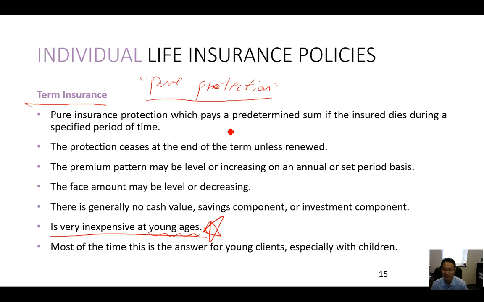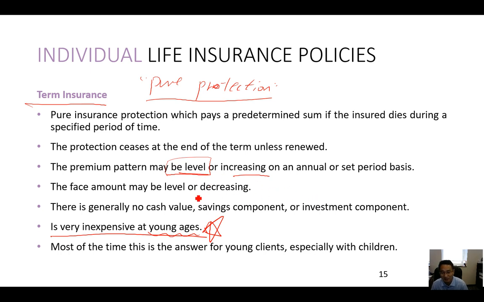Pure insurance protection pays a predetermined sum if the insured dies during a specific period of time. Okay. So the protection ceases at the end of term unless renewed. Basically, it's like auto insurance, right? If you have no accident, then you don't get your money back. Okay. Can be leveled or increasing. A lot of times we have leveled. It's just easier for you to budget. Okay, increasing, you see a different variation of your spending. That's kind of hard to plan.